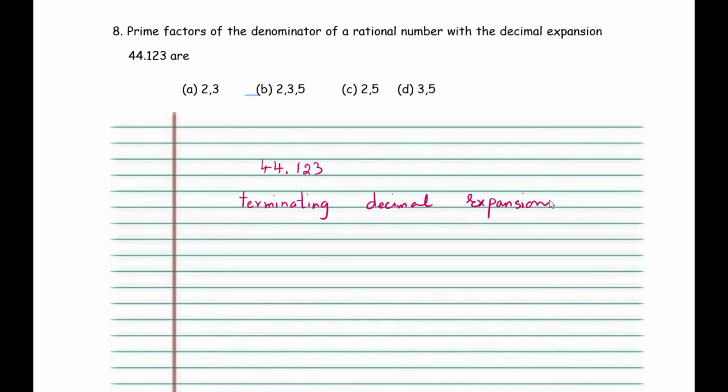If you observe, the given decimal expansion is terminating. If it is terminating, the denominator will be of the form 2 power m into 5 power n. Therefore, the factors of the denominator will be of the form 2 to the power m into 5 to the power n. Therefore, the correct answer is option C, 2 and 5.